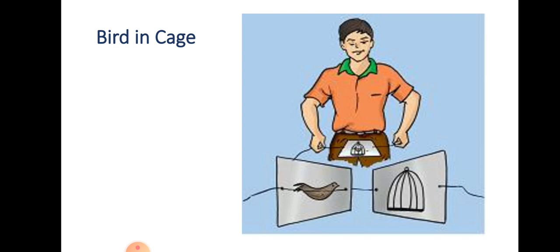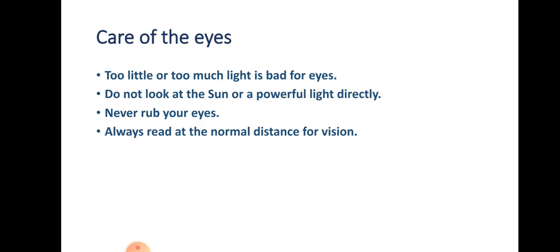The next one is the care of the eyes. You have to take care of your eyes. What are the things you have to do, and what are the things you should not do? Here are some things. Too little or too much light is bad for the eyes. Don't read in very little light or too much light. Normal light is suitable for our eyes.